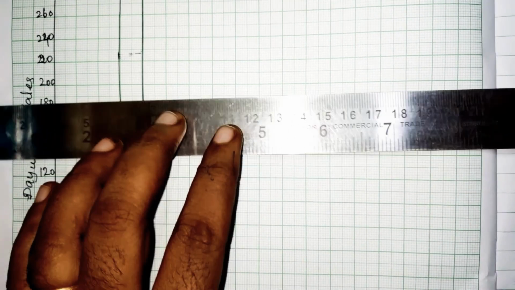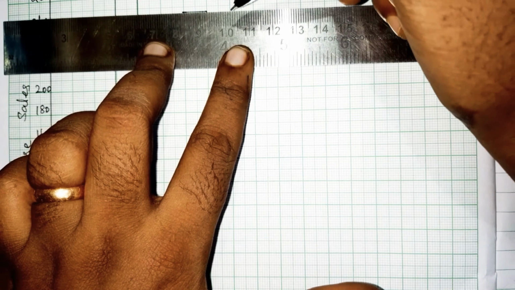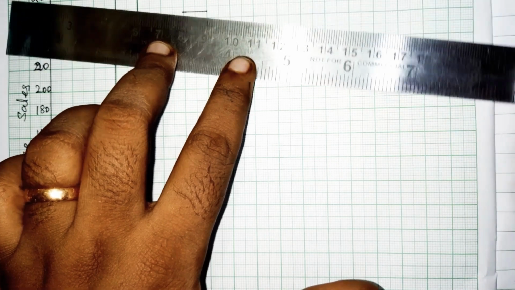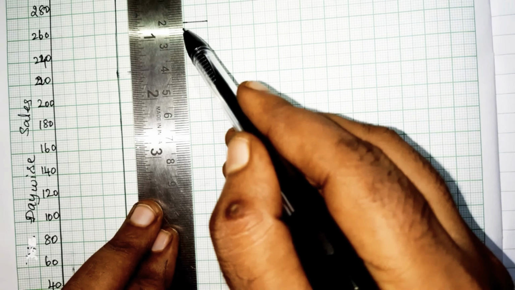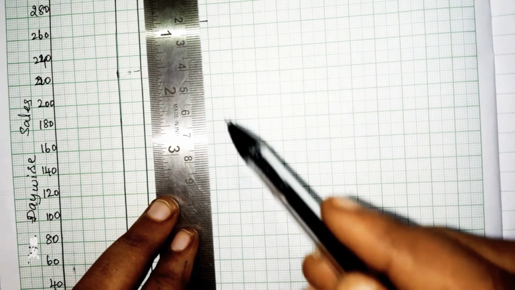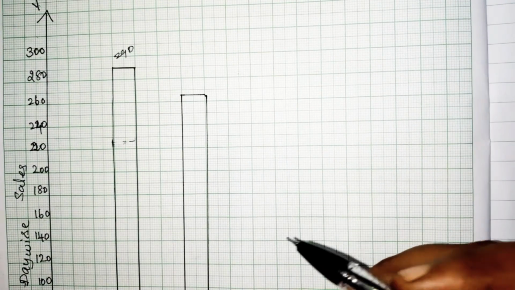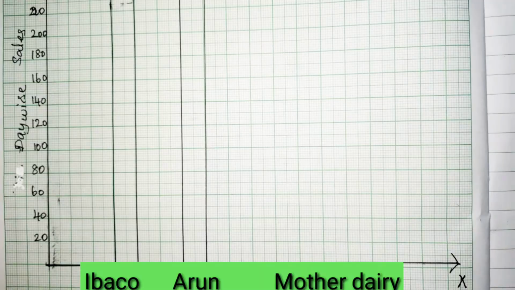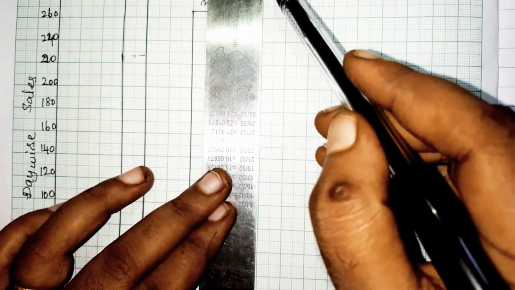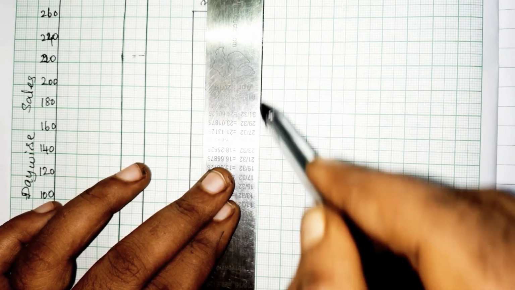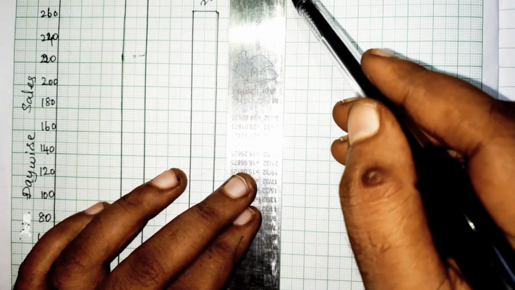The next company is Arun Ice Cream. The day-wise total is 265, so you have to mark 265, in between 264 and 266. Draw a vertical bar for Arun Ice Cream. The total sales for Arun Ice Cream is 265. The day-wise total sales for Mother Dairy is 295, so 295 is some point here. Draw a vertical bar for the day-wise total sales for Mother Dairy.